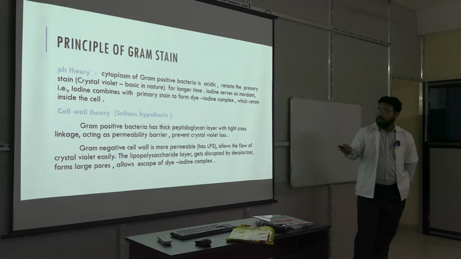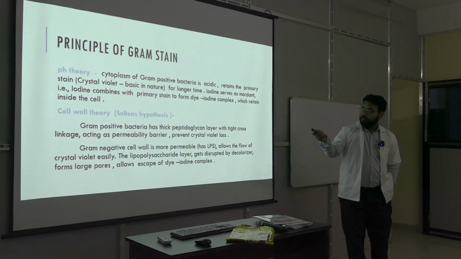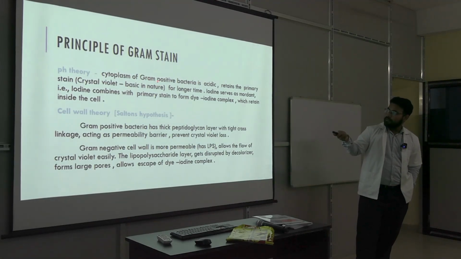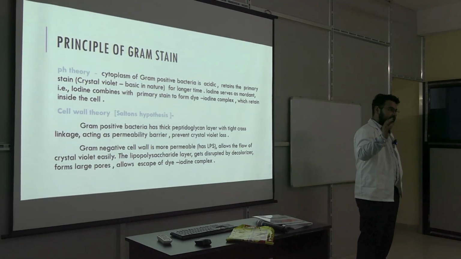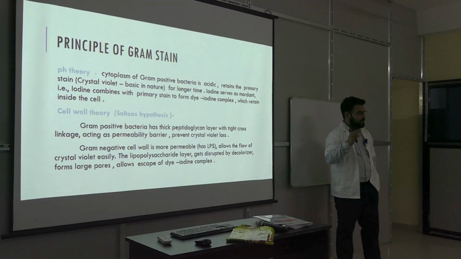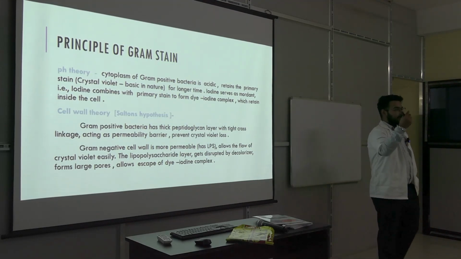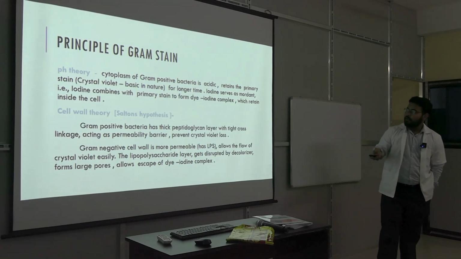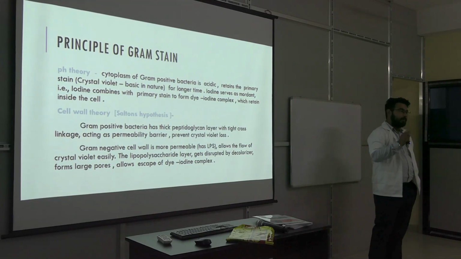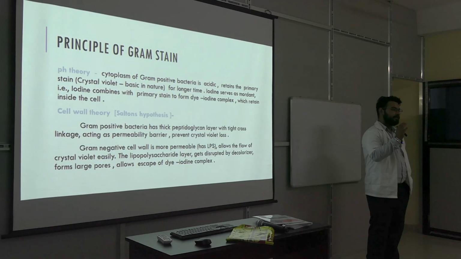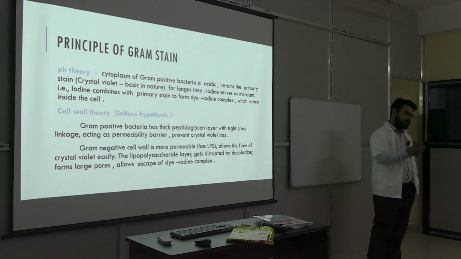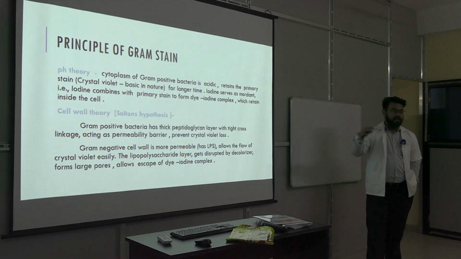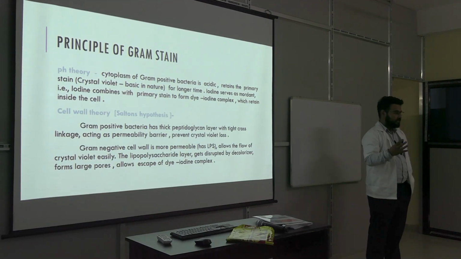In case of this gram staining, the primary stain, that is the crystal violet, we use crystal violet as the primary stain, and then we pour iodine, gram's iodine we use. Gram's iodine and crystal violet combine to form a crystal violet iodine complex, CVI complex. CVI complex is retained within the cell wall in the cytoplasm of a gram positive bacteria.